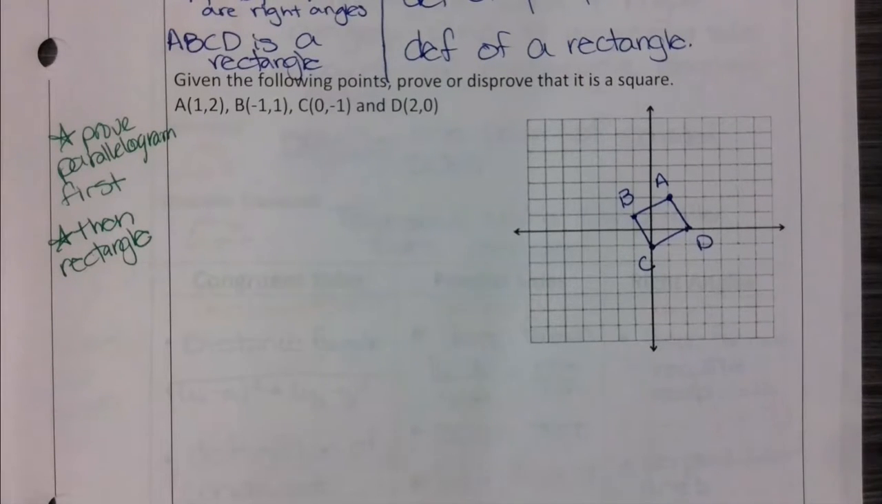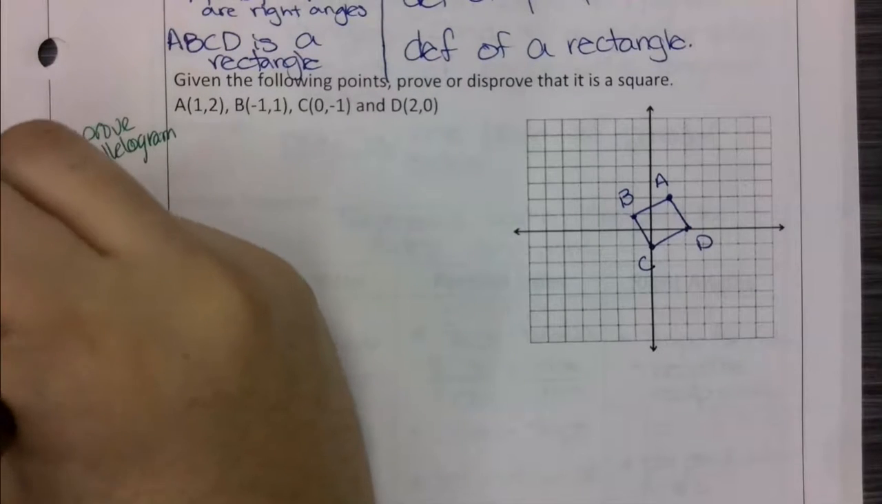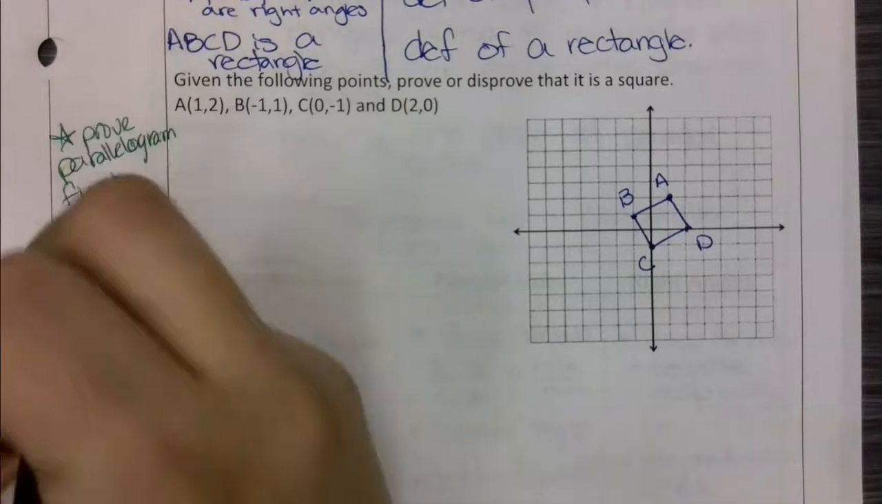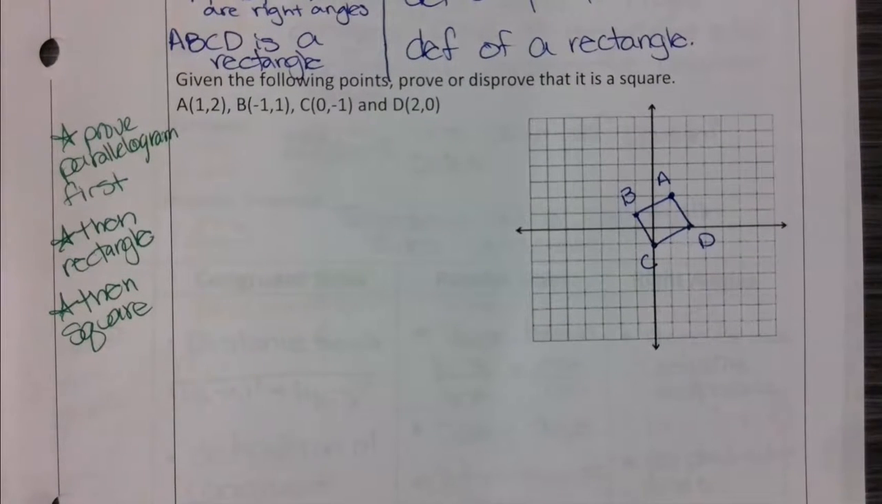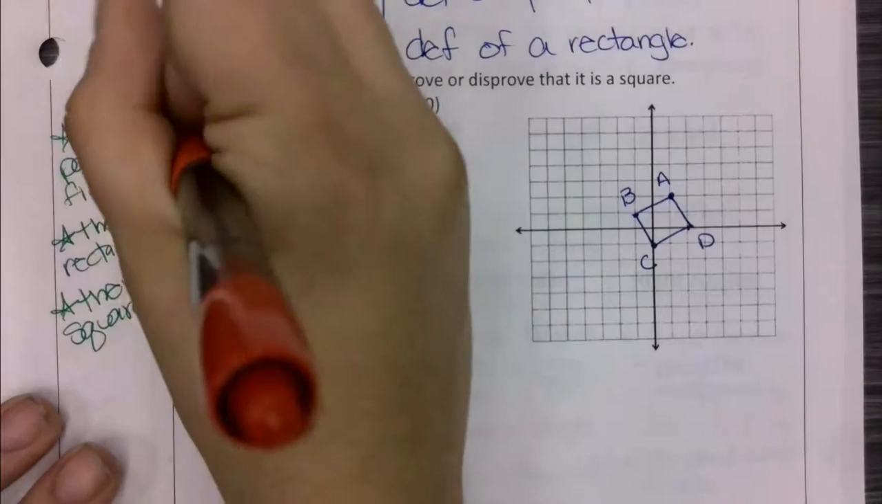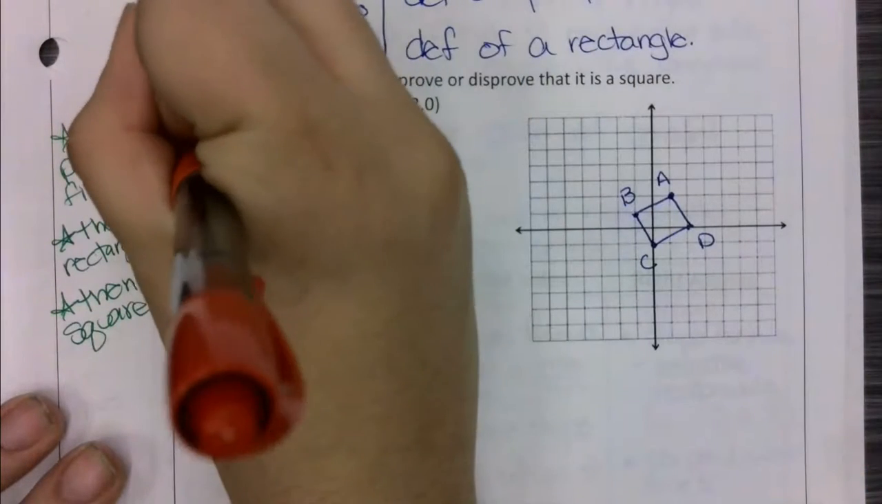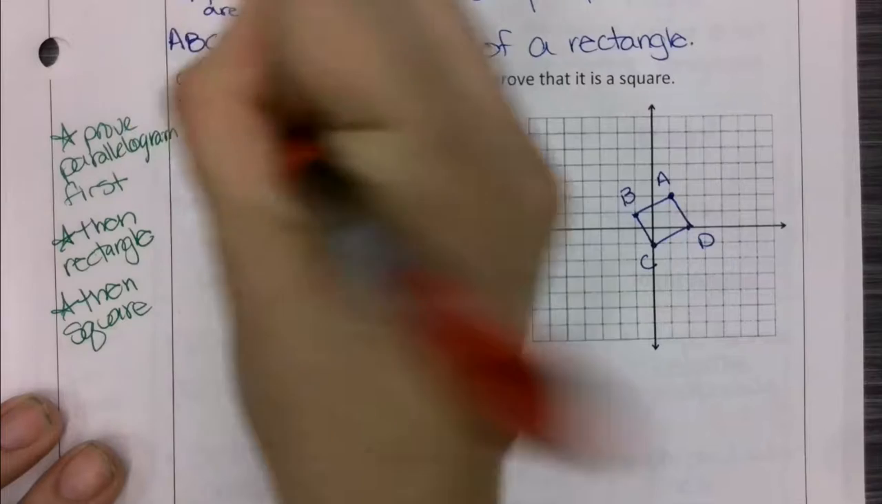Okay, so I want to prove it's a parallelogram first, then a rectangle, and then finally a square. So I have to work down that flow chart we did last week of the different shapes. Okay, so first thing to prove it's a parallelogram is I have to say that it has parallel sides. So I'm going to find my slopes. So I'm going to find the slope for AB.